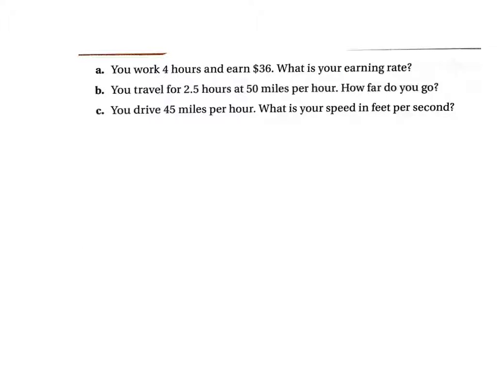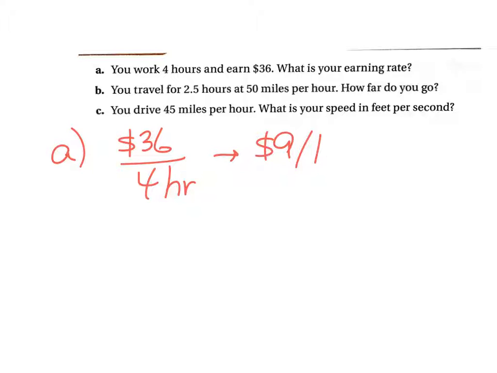Okay, the last thing we're going to do today is look at some rates. Part A here says you work 4 hours and earn $36. What's your earning rate? So you are earning $36 in 4 hours. So your rate, you just do your division there, you'll get $9 per 1 hour. I'm just going to put hour because it's 1 hour.